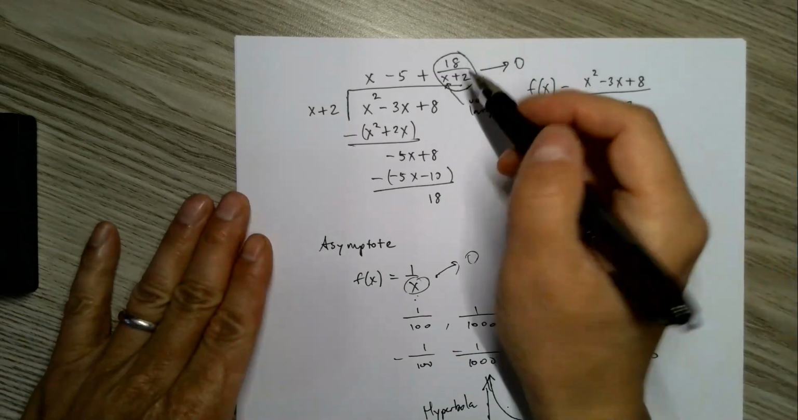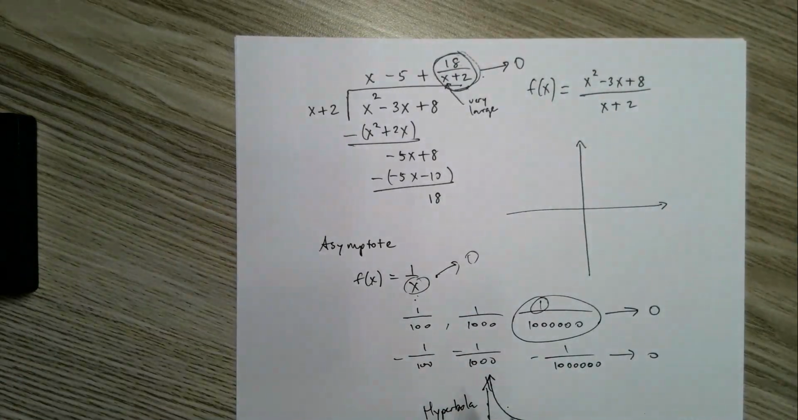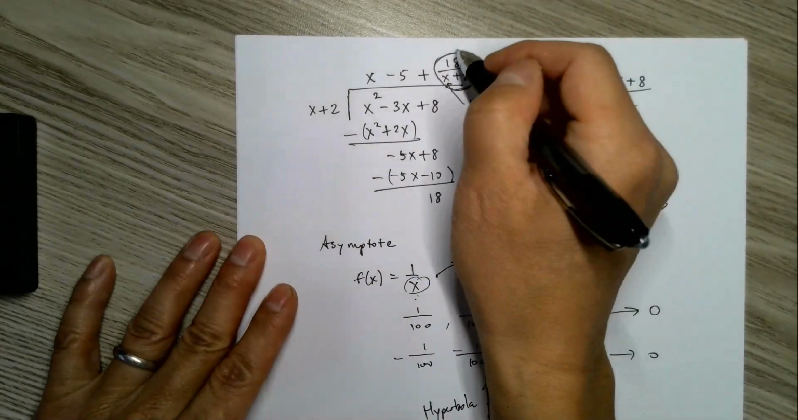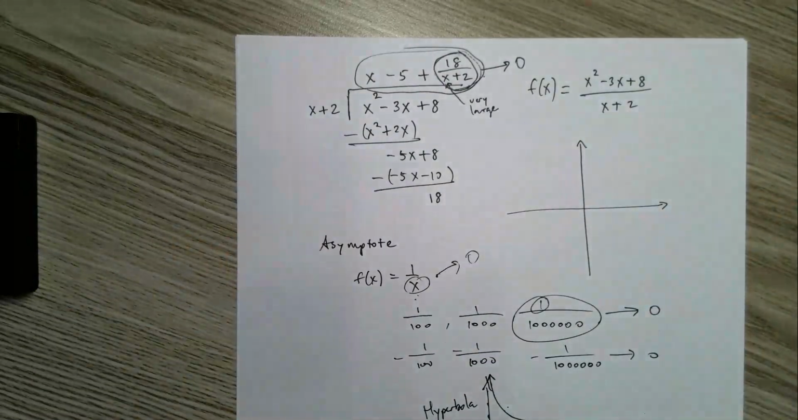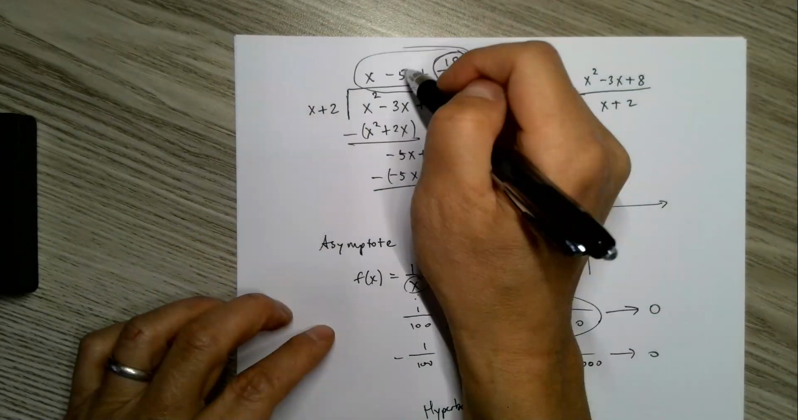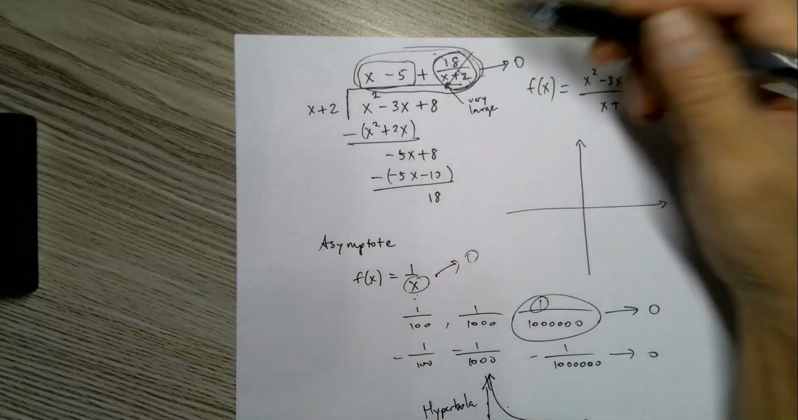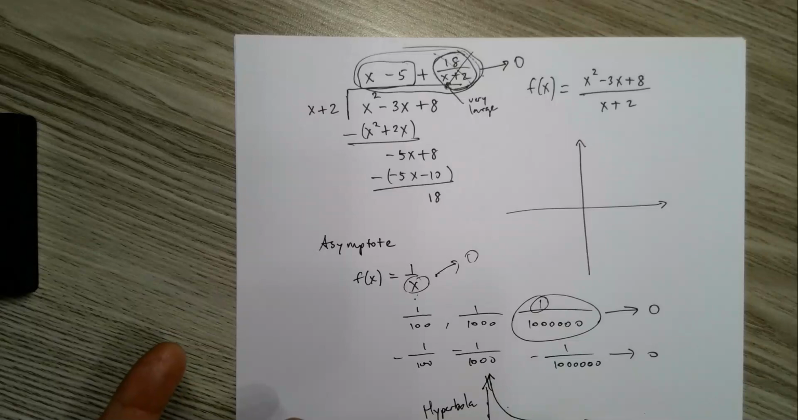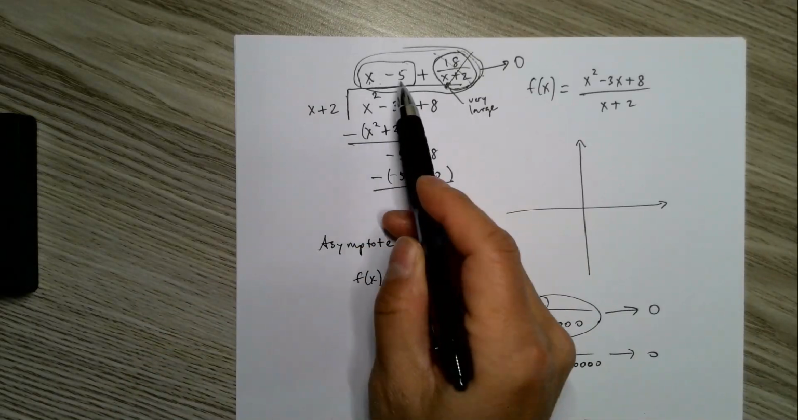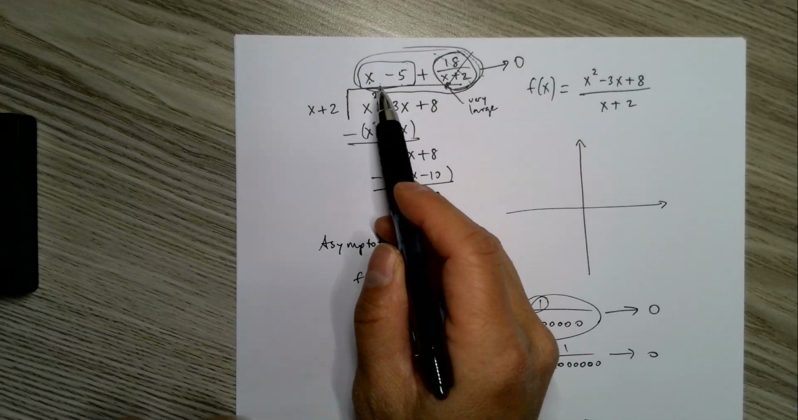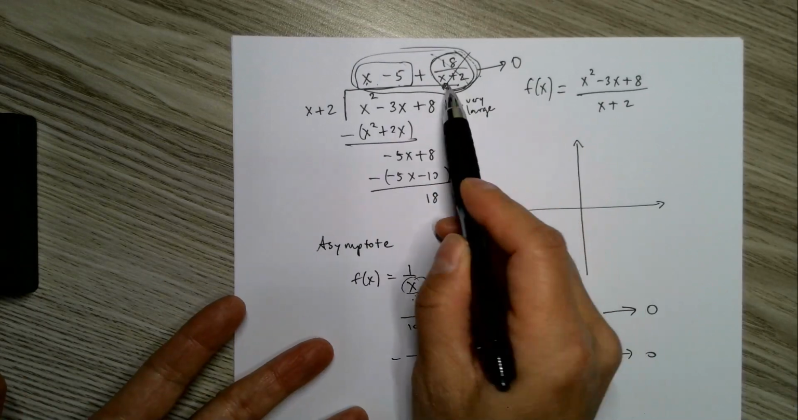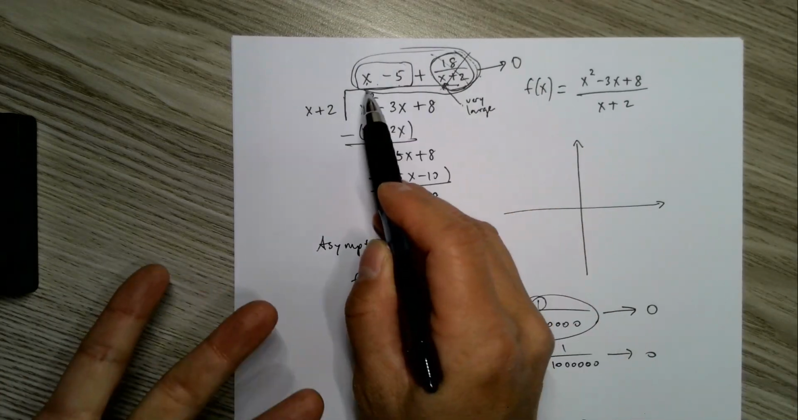Okay, so if this fraction is approaching 0 when x gets very large, then this whole expression is approaching x minus 5, because this fraction is going to disappear as x gets big. And then what's left? x minus 5. Yes, x minus 5 is a very large number because I'm putting a very large number here for x, and therefore I have to put it here as well.